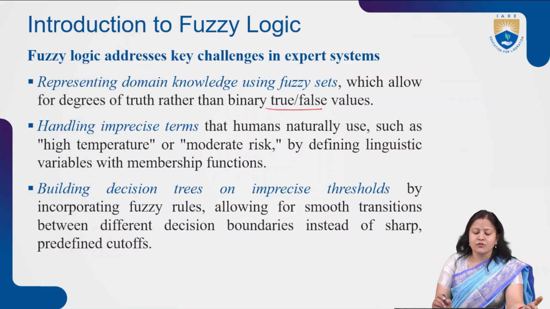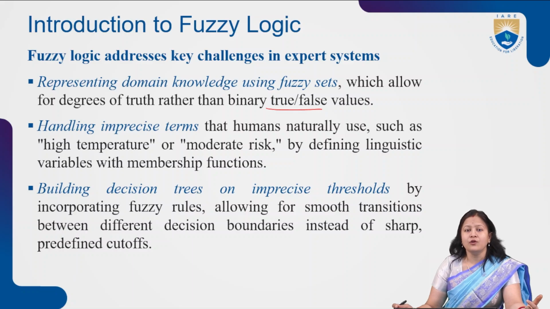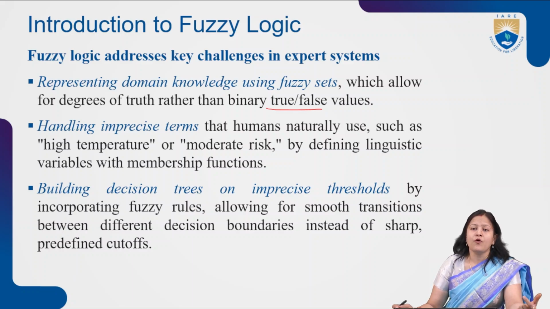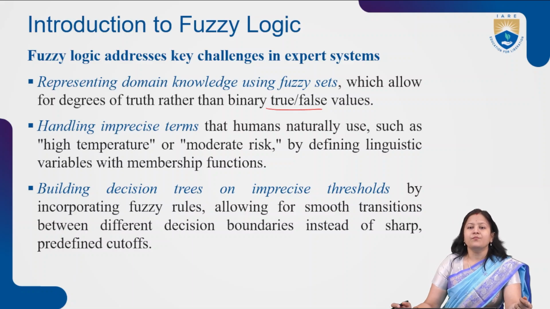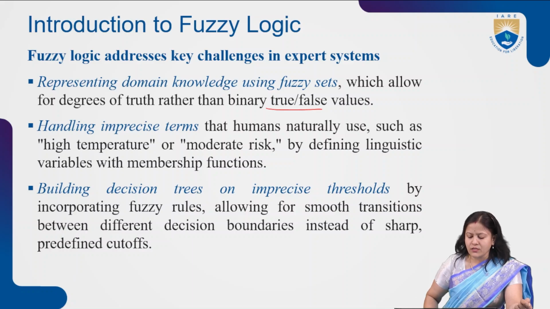Now, the second one is that it can handle the imprecise terms that humans naturally use, like high temperature or moderate risk. All these statements can be represented using fuzzy logic by defining linguistic variables with membership functions. I will discuss the membership functions after two videos. And the third one, it can also be used to build decision trees on imprecise thresholds by incorporating fuzzy rules, allowing smooth transitions between different decision boundaries instead of sharp, predefined cutoffs.